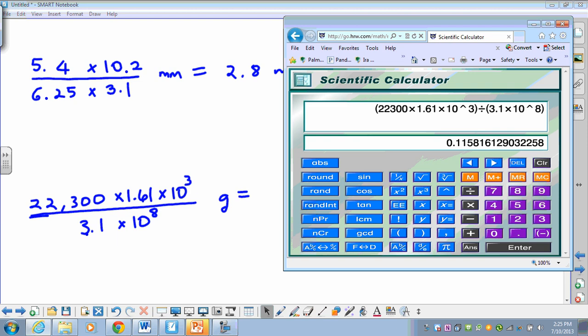And once again, let us try to leave the answer in terms of appropriate significant figures. Here, the lowest significant figure in our expression is this value right here, 3.1, which has two significant figures. So we're going to round our final answer to two significant figures, and that will be 0.12.